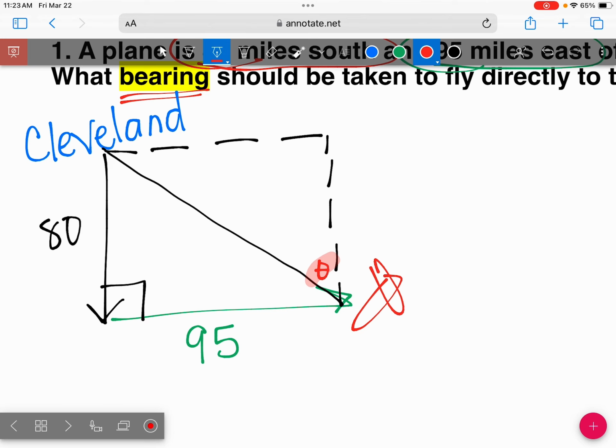The thing about a triangle, obviously, is that it's half of a rectangle. So even though I have reoriented my triangle and made it upside down, those sides or those distances still apply, so I can put that 95 here and the 80 here.